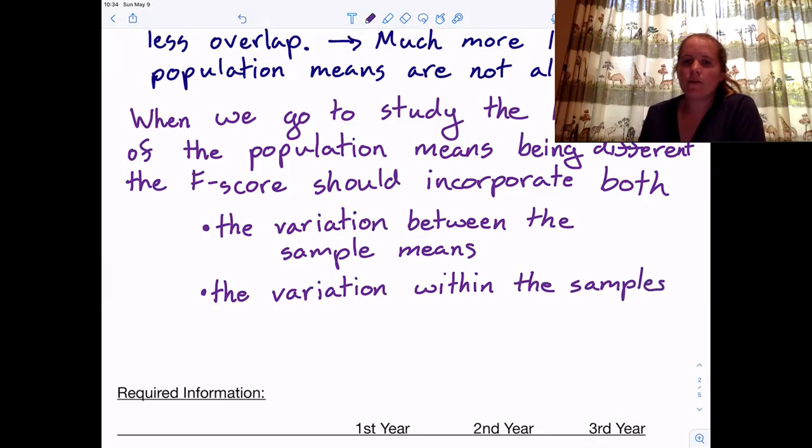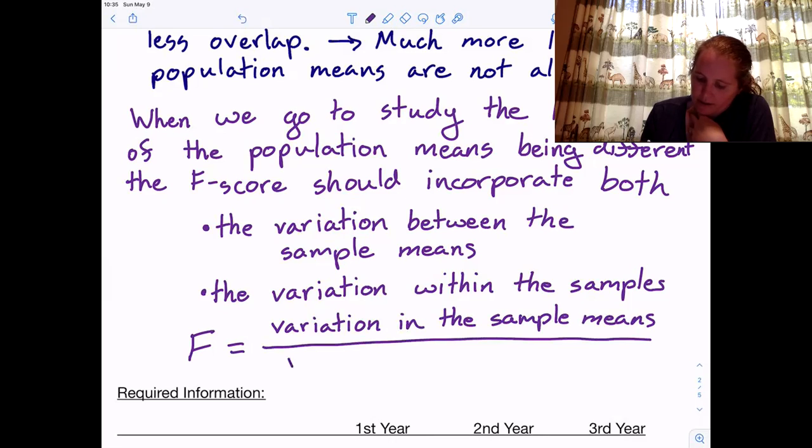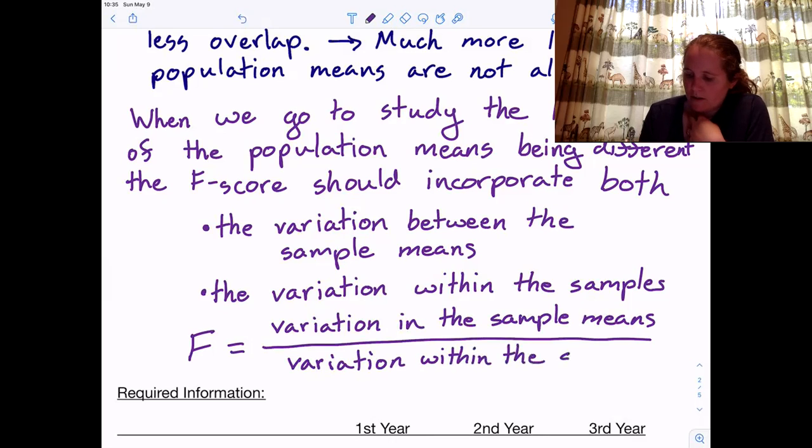So essentially what we do is the F-score is just the variation in the sample means divided by the variation within the samples. I am not going to explicitly go into exactly how we measure each of these variations. Instead, we will let Desmos do all of those calculations for us.